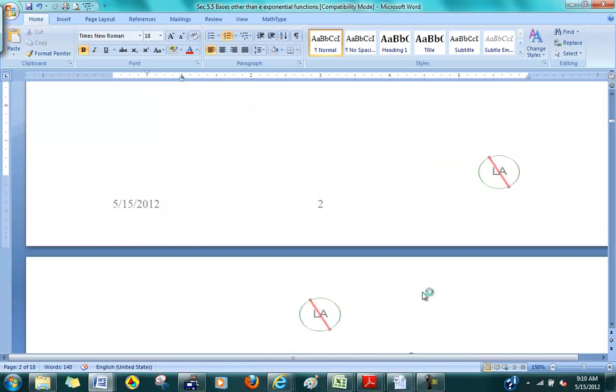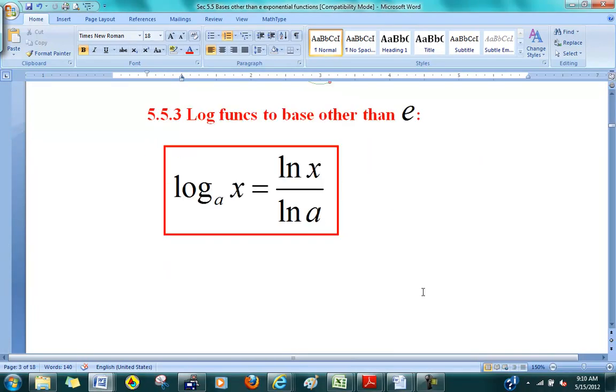Okay, and then log. So we had exponential functions. We have log functions to the base a. Does anybody remember what this formula is called? It has a name. Change of base formula. Thank you.